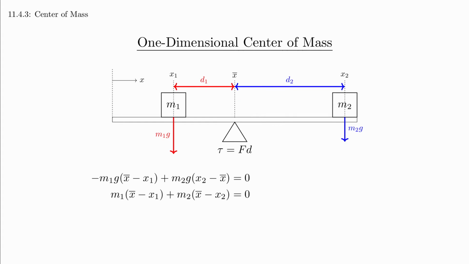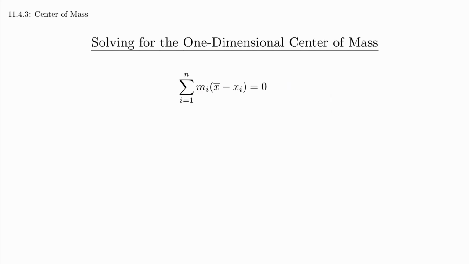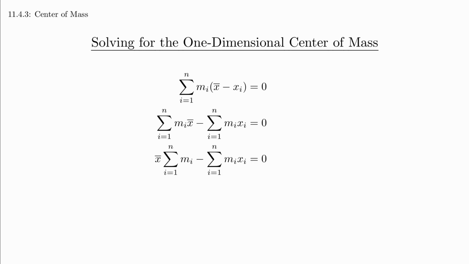After some quick algebra, we get this equation, which gives us a strong hint for how we might generalize the situation. Let's do some quick algebra on the general form. First we distribute, and then separate the sum into two pieces. Notice that x bar is constant, so it can be factored out of the sum. Then we move the second sum to the right and divide by the first sum to solve for x bar. And this is the formula to get the center of mass for one dimension.